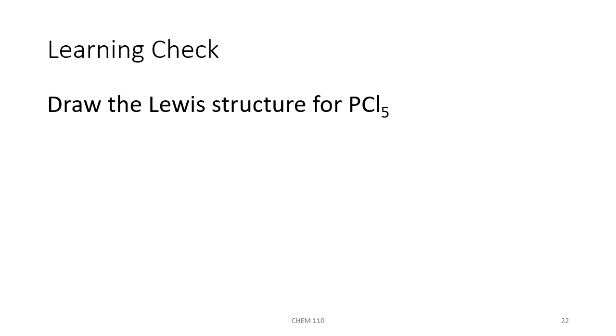Draw the Lewis structure for PCl5, so phosphorus pentachloride. Our valence electrons for phosphorus is in group 5A, so it'll have 5. Chlorine's in 7A, so it'll have 7, times 5 for each chlorine. So our total number of electrons that we have to place will be 40 electrons. Phosphorus is our least electronegative element that goes in the middle, and it'll be surrounded by 5 chlorine atoms.